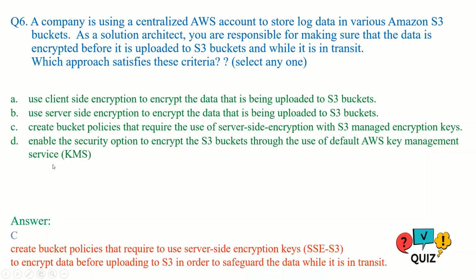First, you need to create a bucket policy that requires the use of server-side encryption keys. That is, the encryption type is SSE-S3, to encrypt the data before uploading to S3 in order to safeguard the data while it is in transit. If you choose this option, your data will be encrypted, as well as safe while it is getting copied into the S3 bucket. All right, good attempt. Let's move on to the next one.